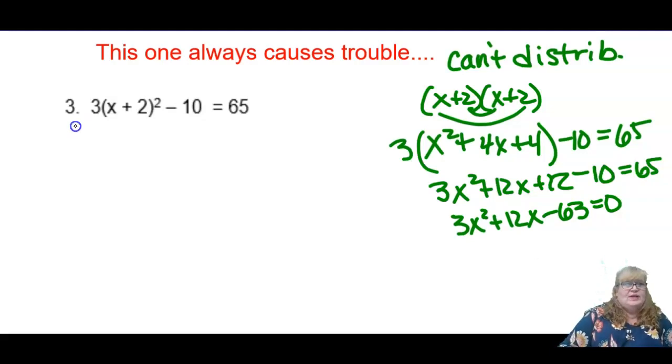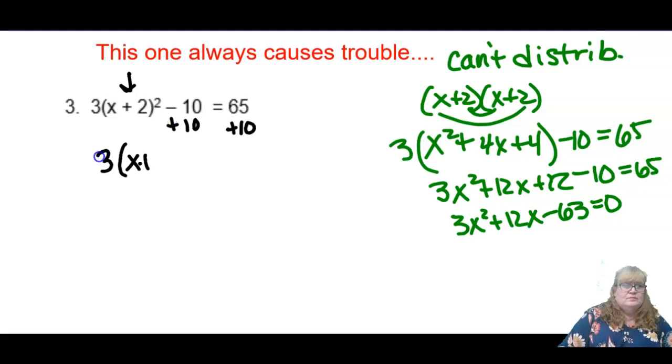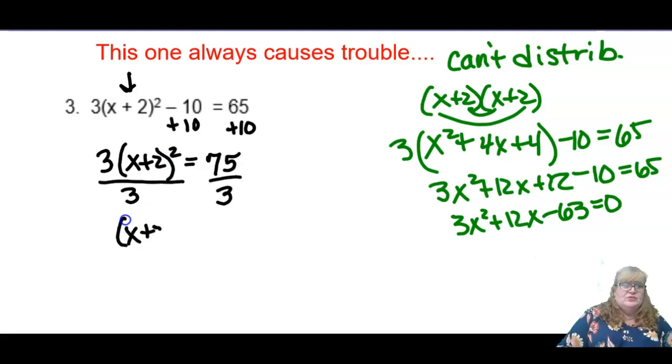There's a faster, easier way, because some of you would have already made a mistake doing it that way, and you still have to finish. The faster, easier way is to isolate this quantity. So we're going to just ignore the squared and everything right now, and we're just going to look at it as an Algebra 1 problem. In Algebra 1, you would have added 10. And maybe you would have divided by 3 to get rid of that 3. Even though there's parentheses, we can't distribute because of the squared. So we have an x plus 2 quantity squared equals 25.